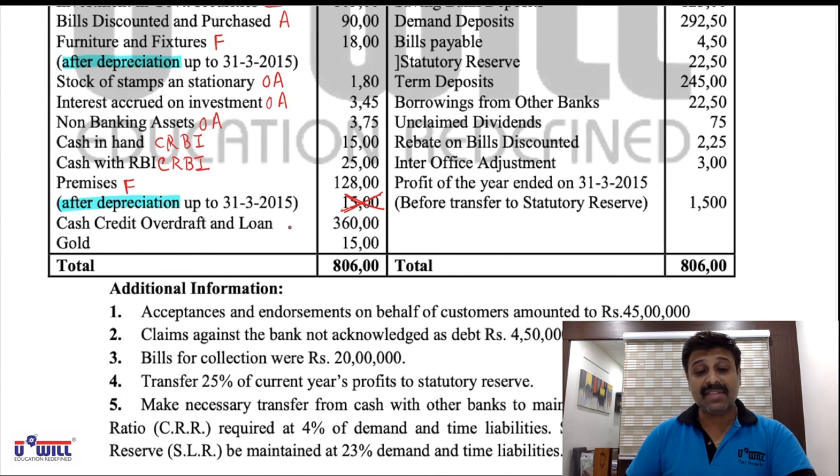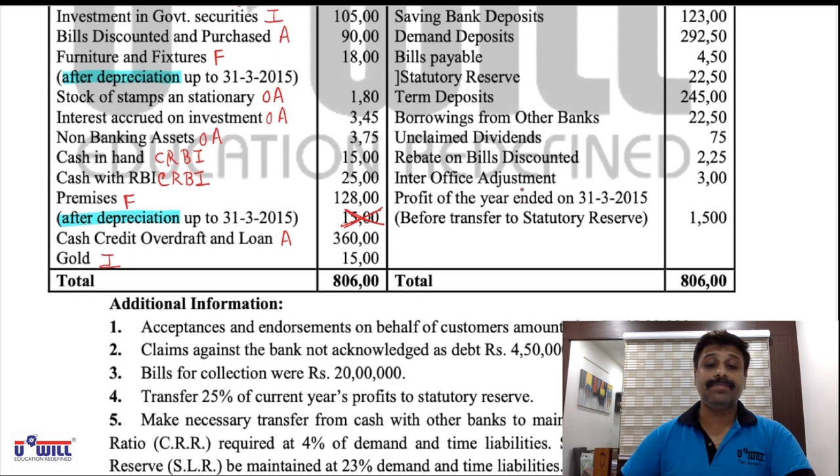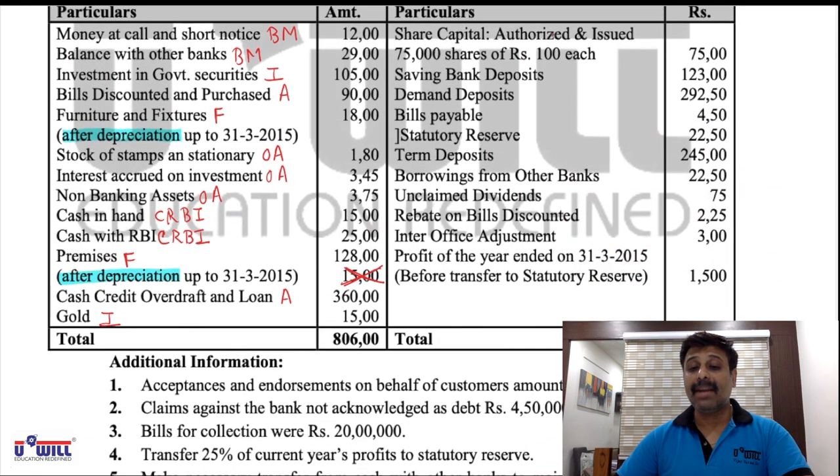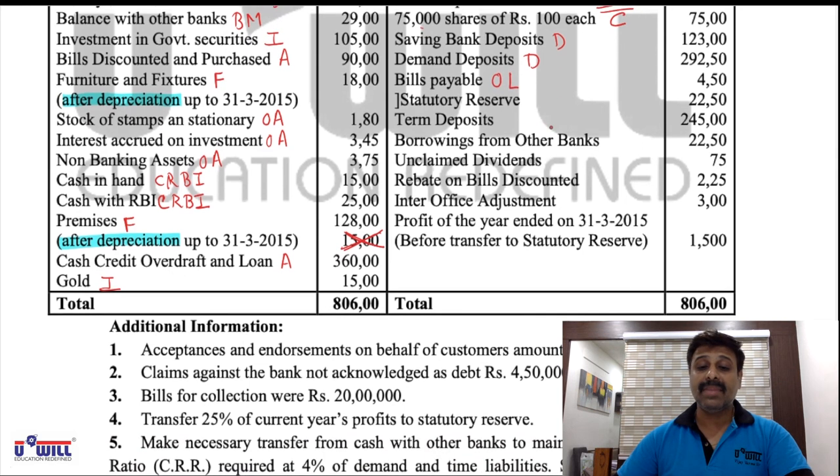Cash credit, overdrafts and loan advances. Gold will come in investments, I. Share capital authorized and issued. Issued is given, so 75,000 shares of 100 each, that will come in capital C. Savings bank deposits, deposit D. Demand deposits, deposit D. Bills payable, other liabilities and provisions, OL.